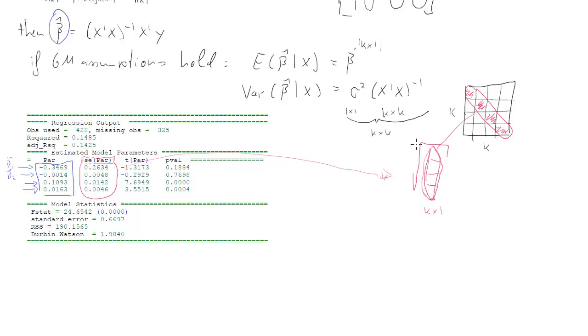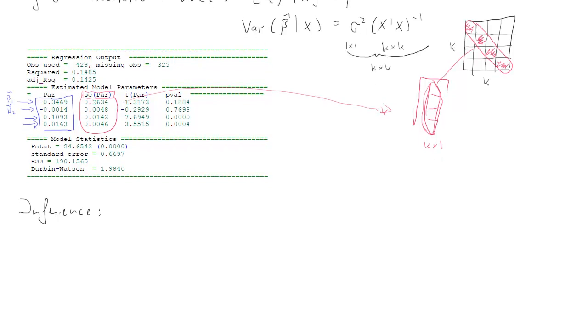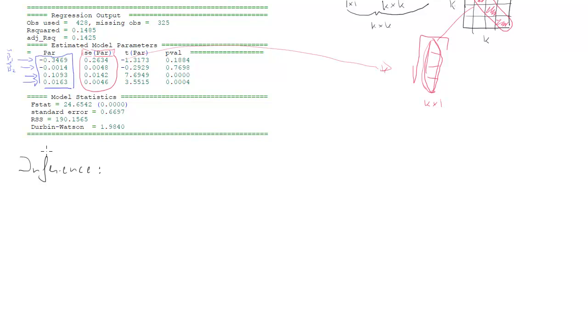So that's important to understand. The question is now, what can we do with this? And very often what we want to do, of course, is inference. So what I'm now going to do is just a quick repetition of some basic inference in the context of this regression output. We'll do 3 examples.